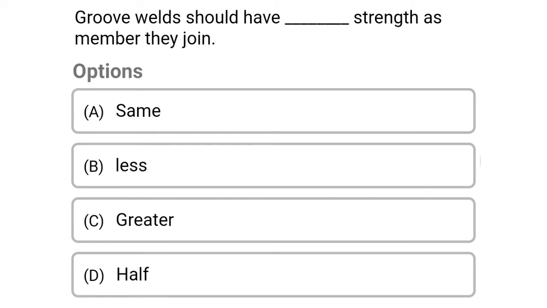Next question, groove welds should have the same strength as the member they join.